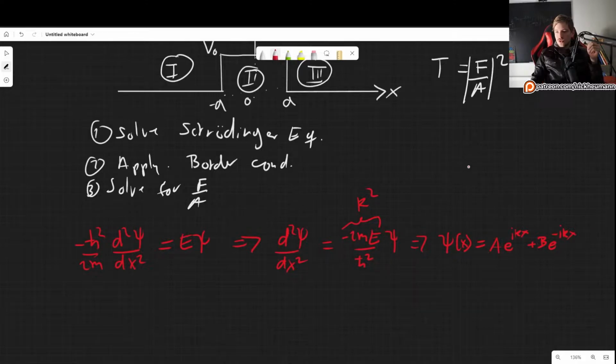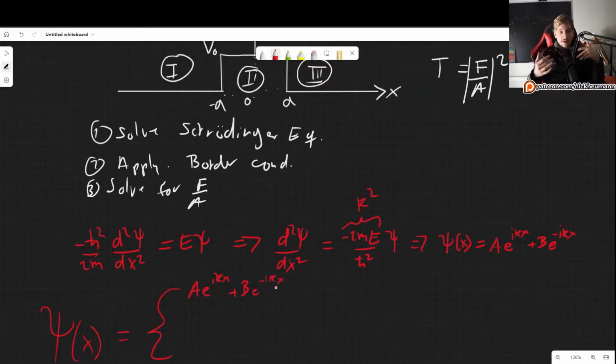So for region 1, we can just keep this. I'm going to write down our wave function here in a piecewise function. So for region 1, we get this, and we have both an incoming wave, which is usually what we will be using if we are in a scattering problem. For example, we can send in some wave, some particle, and we will get some reflected, which is where this B part comes from. So this is in region 1, which is x smaller than minus a.